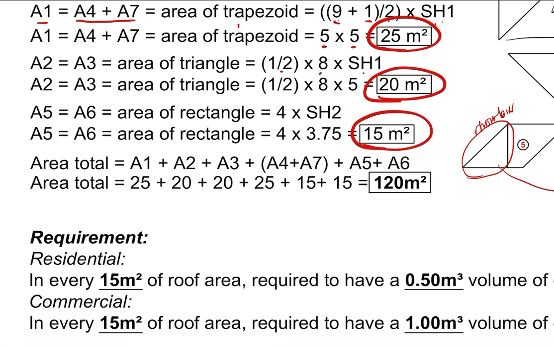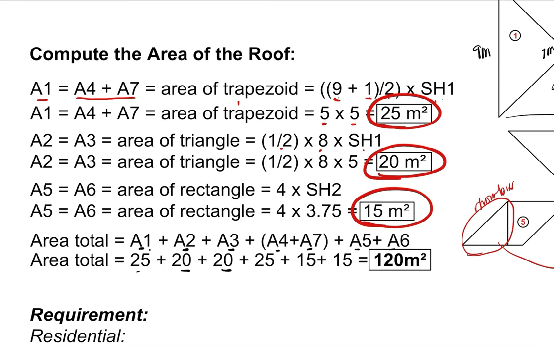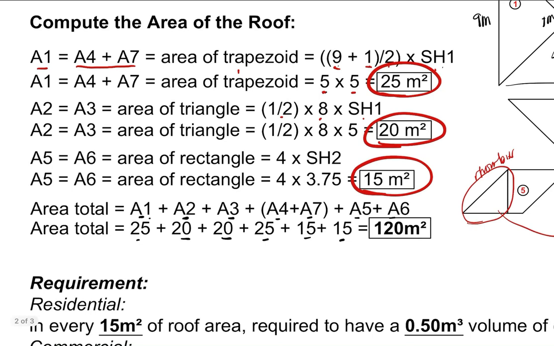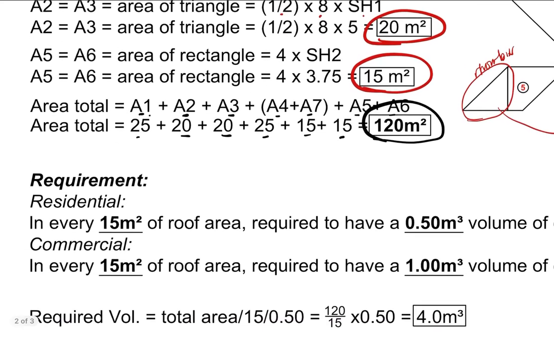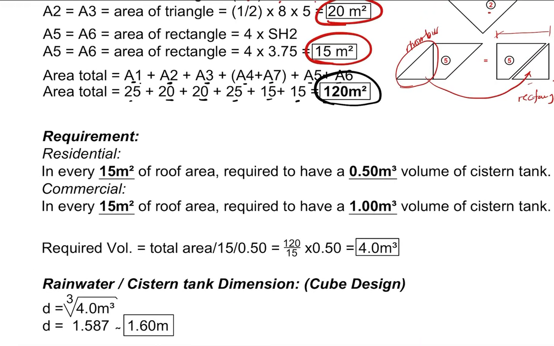And then you compute the total area of the roof. So you have area 1 plus area 2 plus area 3 plus area 4, and area 7 is just equal to area 1, and then area 5 plus area 6. Area 1 is 25. Area 2 is 20, area 3 is 20, area 4 plus area 7 is 25, area 5 is 15, and area 6 is 15. All in all, the total area is 120 square meters.